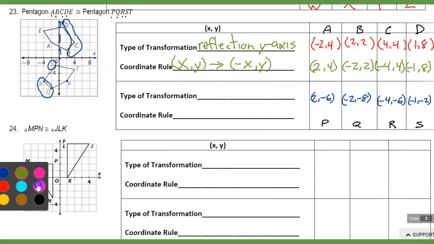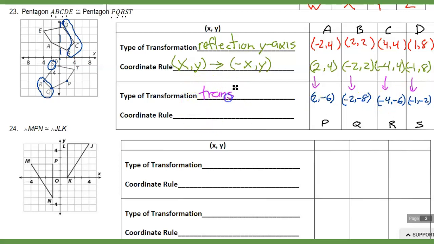Okay, good. And let's look at what I need to do to get from here to here for my translation. As you can tell, there's no difference. So for my translation, at least for my x coordinate, the x coordinate does not need to change. It stays the same. For the y-coordinate, we have to go from 4 to negative 6, 2 to negative 8, 4 to negative 6, and 8 to negative 2. So each of those is subtracted by 10.